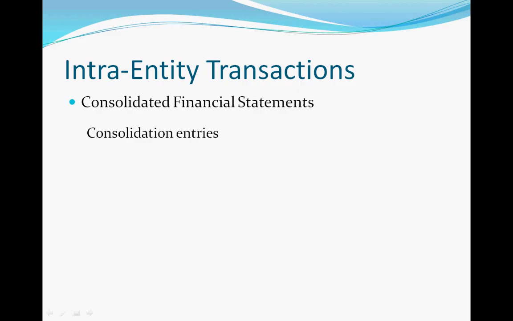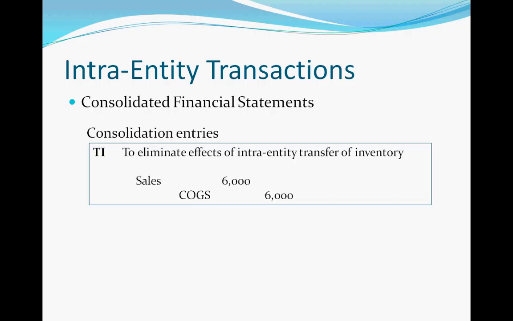The second journal entry is to remove the unrealized intra-entity gross profit. This is done by debiting cost of goods sold and crediting inventory for $700. The consolidated financial statements will look like this. The consolidated net income is $6,000.